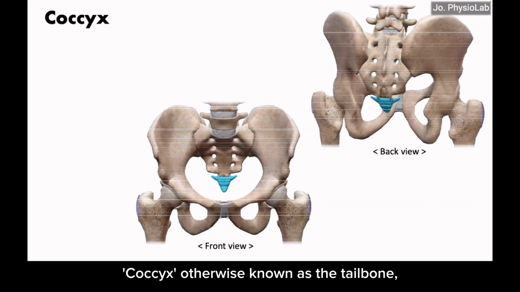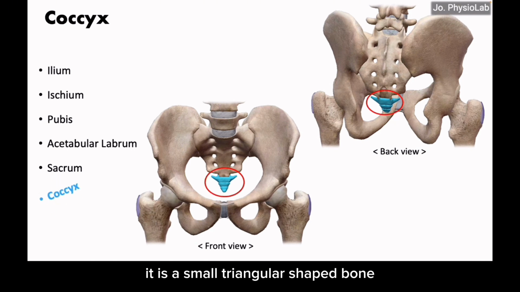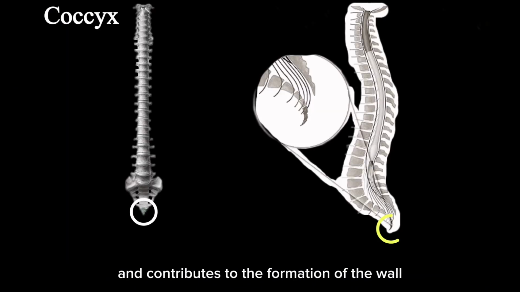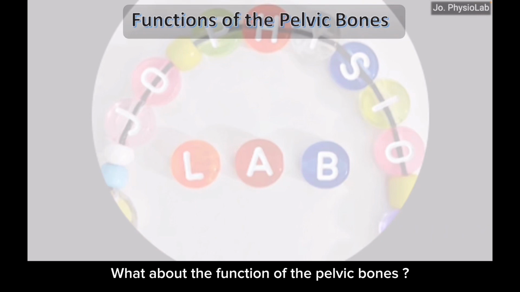The coccyx, otherwise known as the tailbone, is a small triangular-shaped bone comprised of 4 fused coccygeal vertebrae. It marks the terminal point of the vertebral column and contributes to the formation of the wall of the true pelvis. What about the function of the pelvic bones?